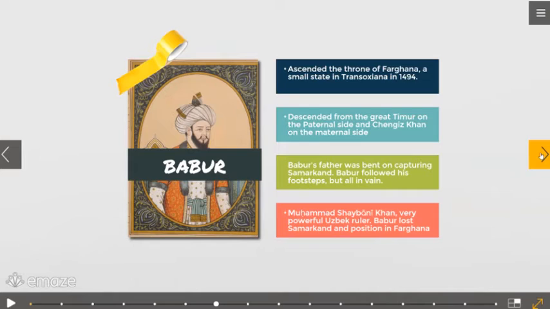So let's go through what all points we did. From whom was he descended? Firstly, from Taimur on the paternal side and Genghis Khan on the maternal side. This you have to remember. When did he ascend the throne? In 1494. And the throne of where? Fargana in Transoxiana. So he tried to capture a certain place by following his father's footsteps. And which was this place? It was Samarkand. As I ask these questions, try to form an answer in your mind. Just try to recollect the points so that you'll be able to remember it faster. And who was the powerful Uzbek ruler who gave a stiff resistance to Babur? It was Muhammad Shaibani Khan.